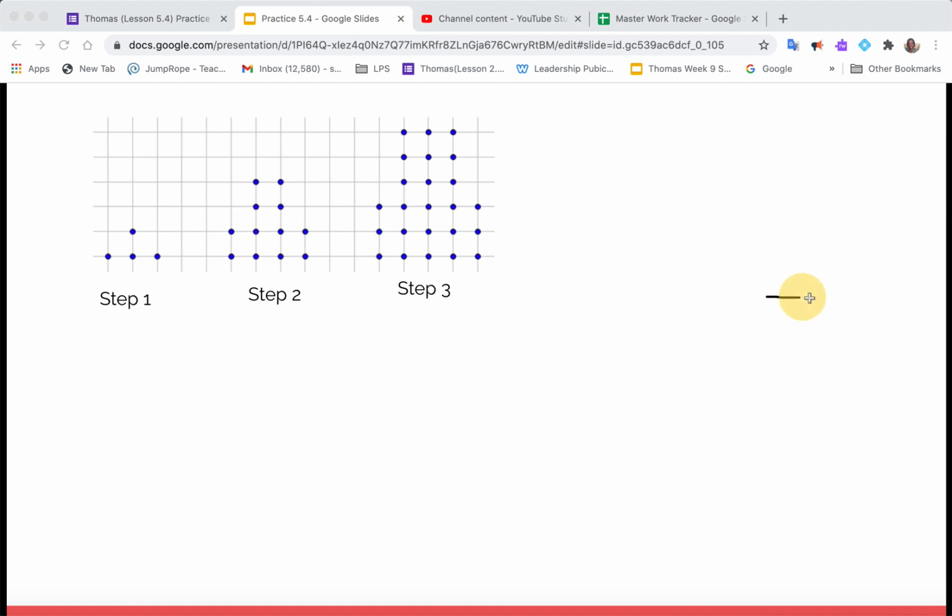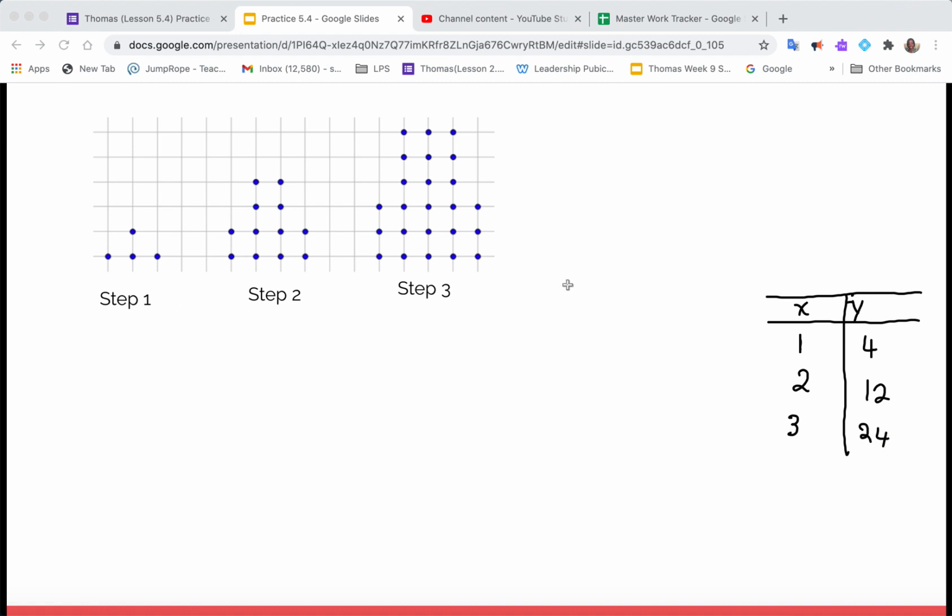So our X is going to represent our step number, and our Y is going to be the total number of dots in the step. So step 1 has 4 dots. Step 2 has 12 dots. Step 3 has 24 dots.